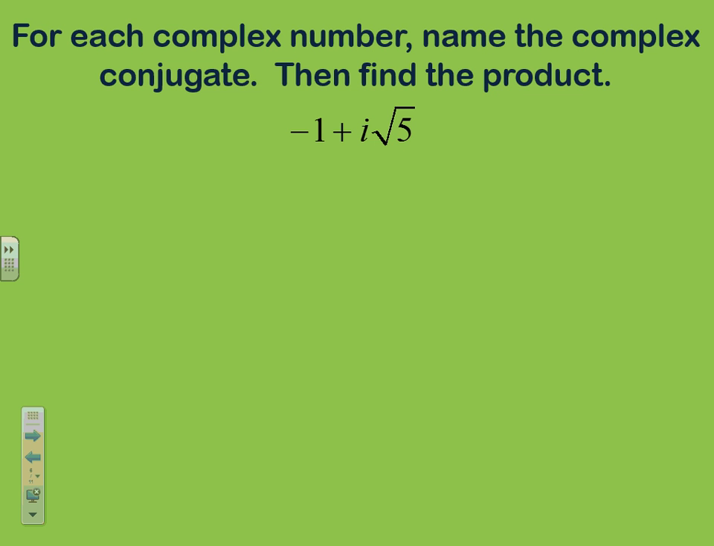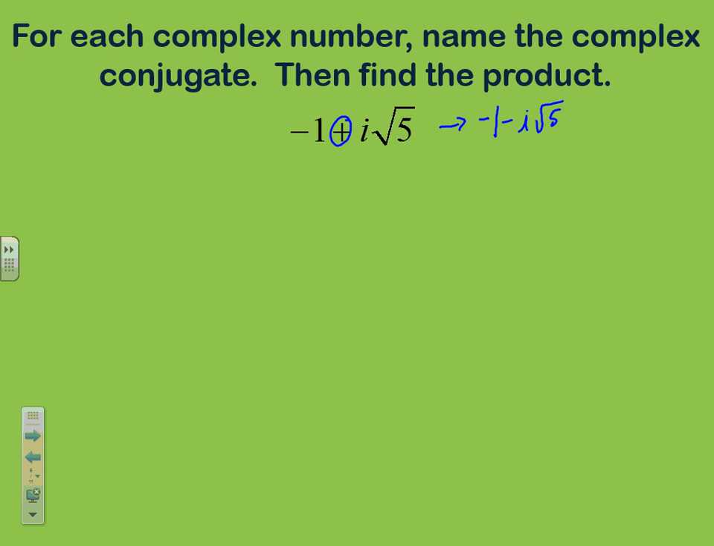What it's asking us to do is name the complex conjugate and then find the product of both of the complex numbers, the one that was given to us and the conjugate that we come up with. Well, the conjugate of this, all we have to do is just change the sign here. So that's going to give me a negative 1 minus I times radical 5.